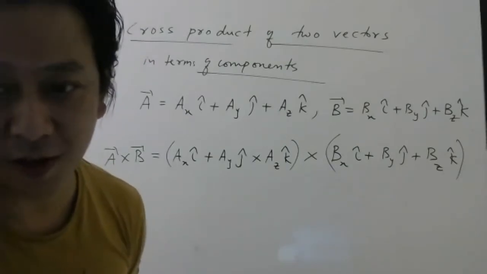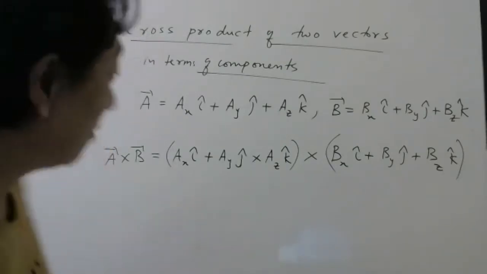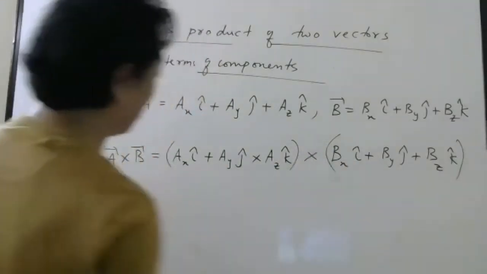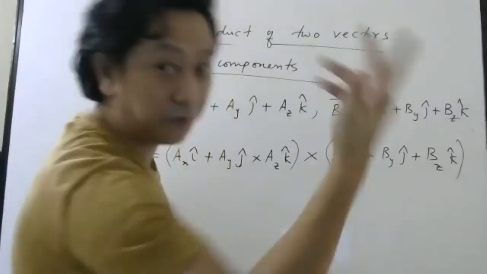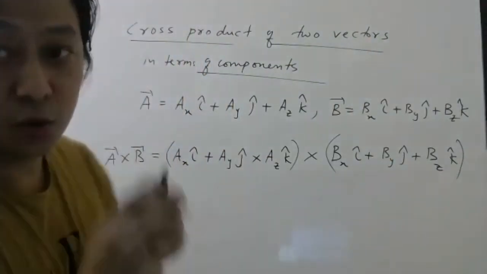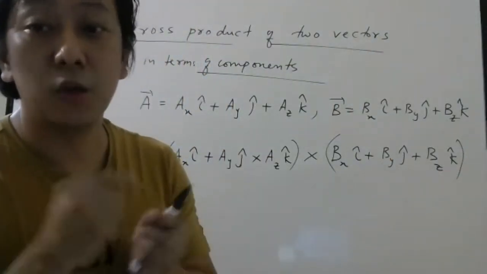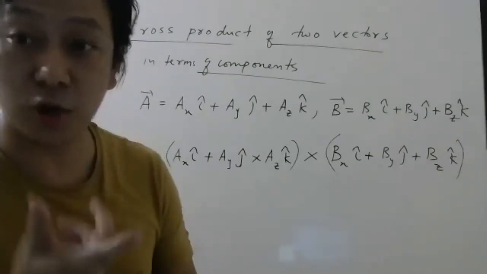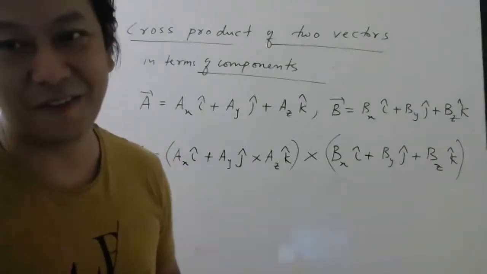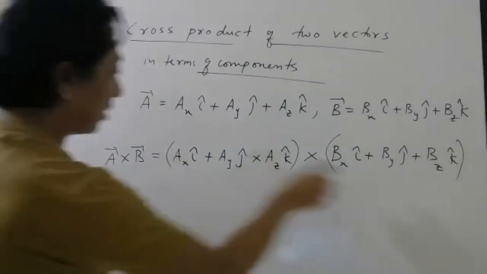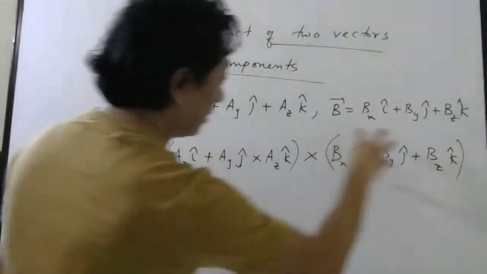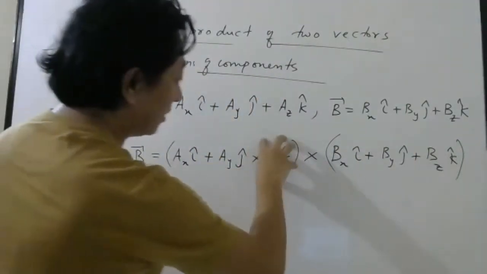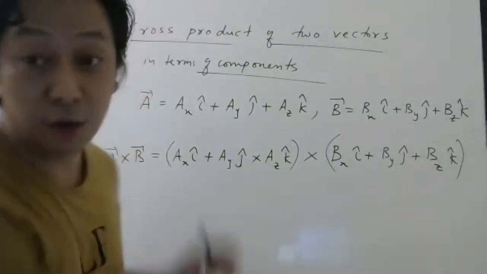3 terms will be 0. Very good. Why will 3 terms be 0? Because i cross i is 0. i cross j will be k cap. i cross k will be different. We have done that. So in cross product, when the unit vectors are the same, the cross product is 0. Just 5 minutes back I have explained. So this and this cross product will be 0, this and this will be 0, this and this will be 0. But there will be 6 terms.